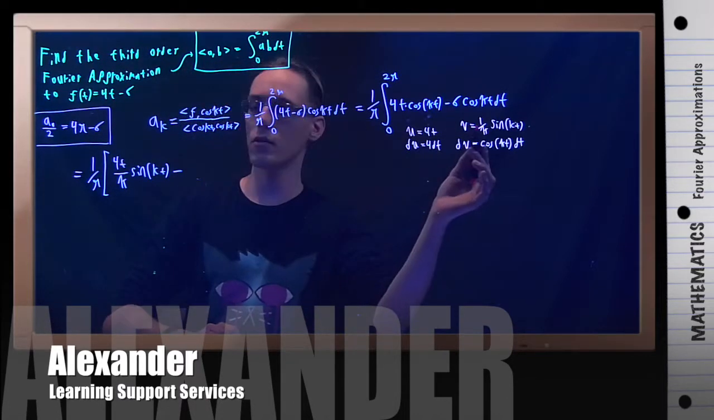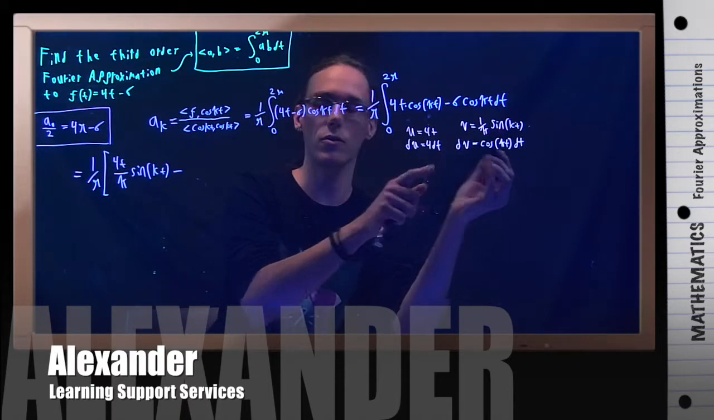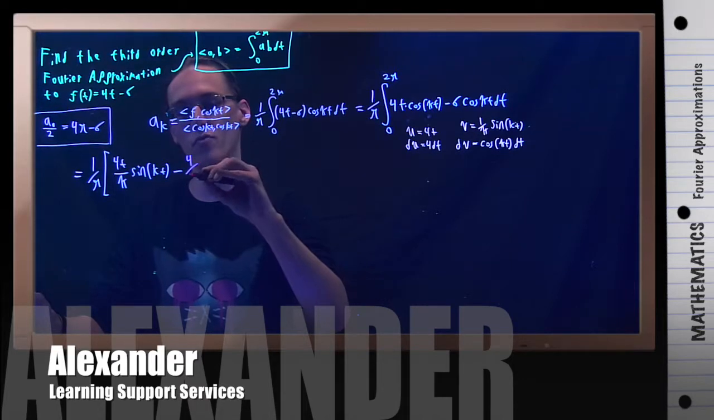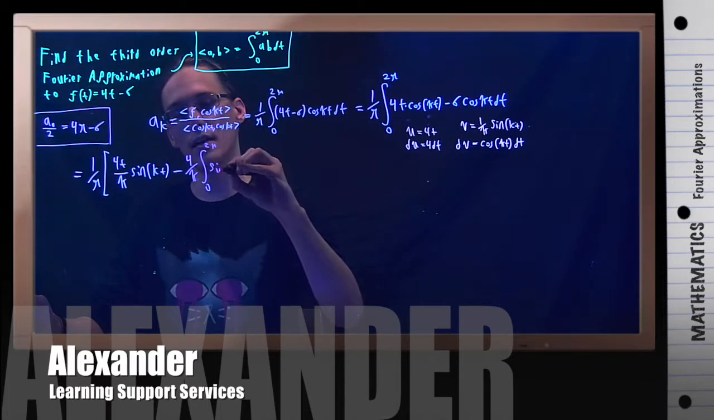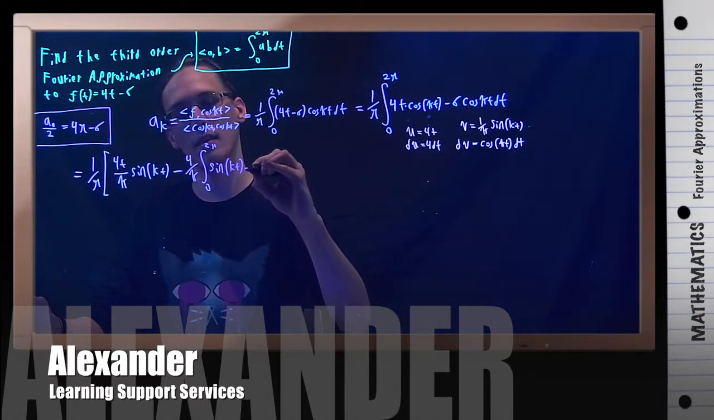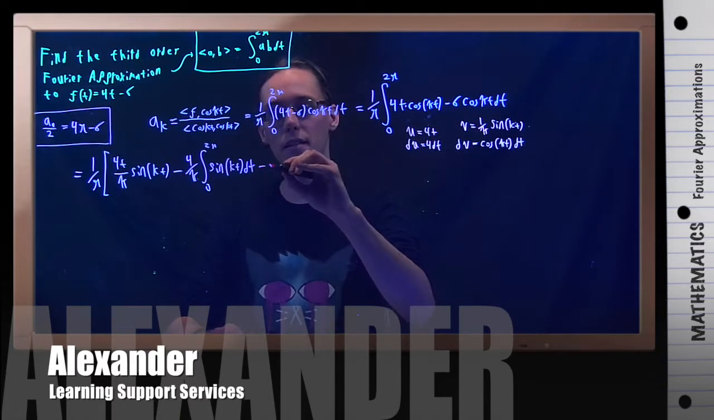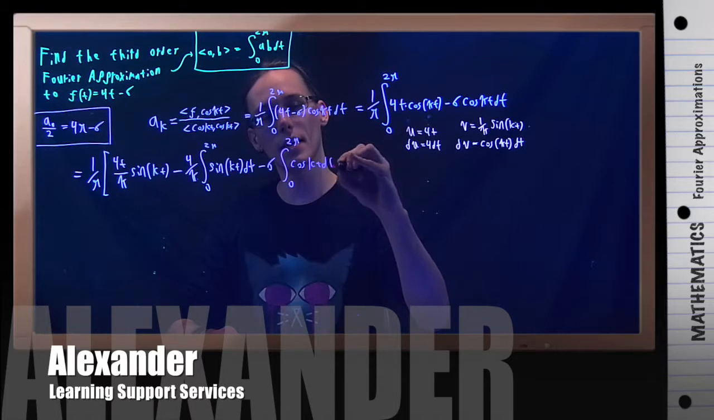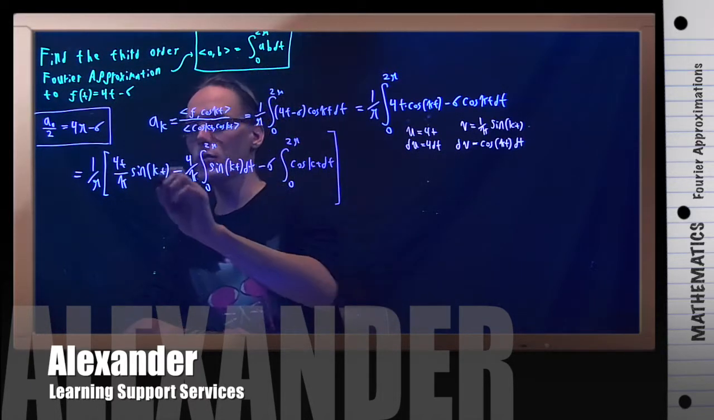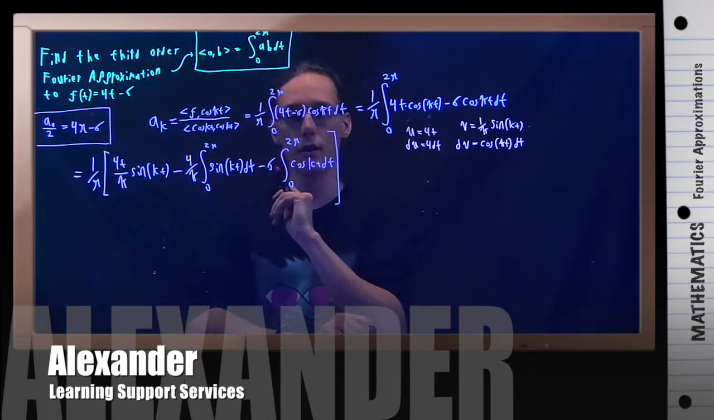Okay, so uv is 4t over k sine of kt, and the integral of v du. So this is 4 over k, integral from 0 to 2 pi, sine of kt dt. And I need to be very careful not to forget this right here, minus 6 integral from 0 to 2 pi cosine kt dt. Close bracket. And this right here is evaluated from 0 to 2 pi as well. I'm just not writing all of those there because it's getting kind of cluttered.